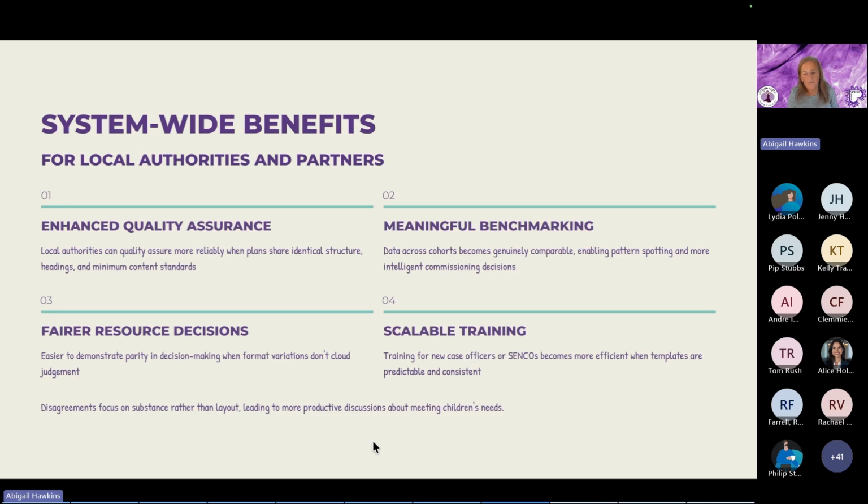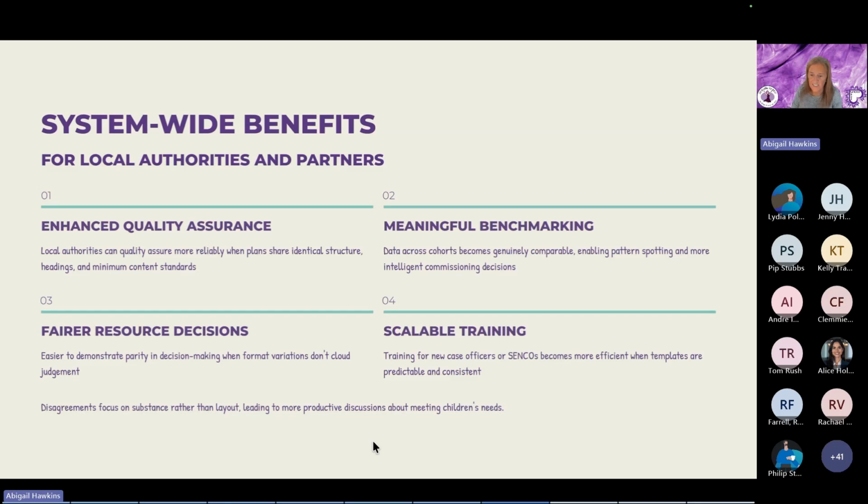We can get some meaningful benchmarking going on as well, because then we can start to measure across cohorts, across local authorities. We can start looking at what is going into section F for cognition and learning across the country.